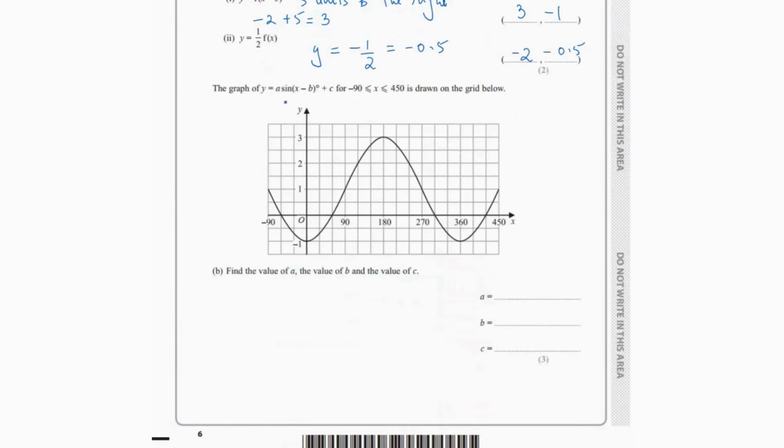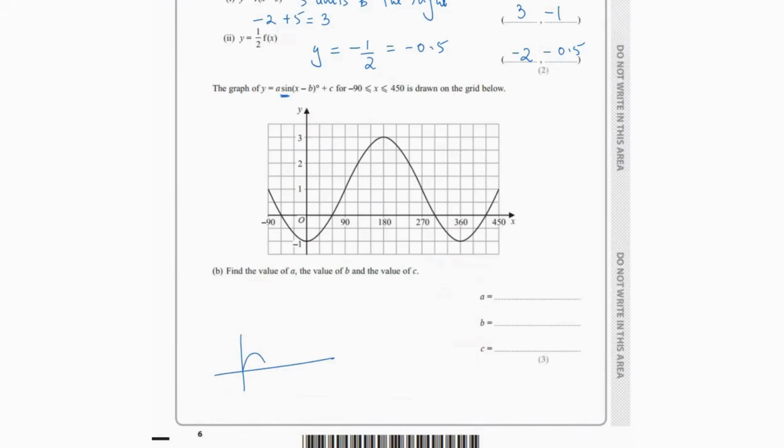Then the graph of y equals a times sine of x minus b plus c, for x less than or equal to 450 but greater than or equal to negative 90, is drawn on the grid below. We have to find the values of a, b, and c. So c is your vertical translation, b is the horizontal translation, and a is your scale factor by which the graph is either stretching or becoming narrow. So over here, it's a sine function. You need to know what the original sine graph is.